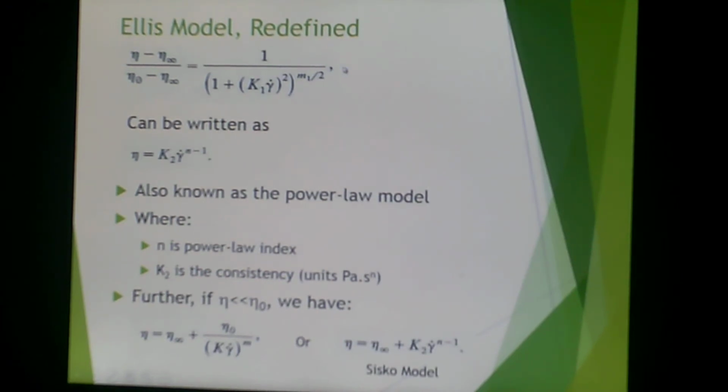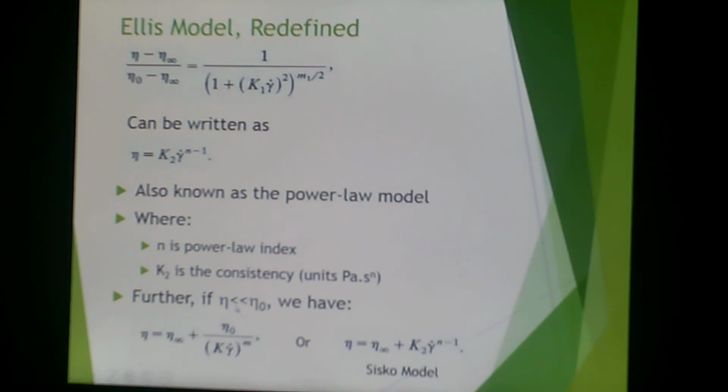When you redefine the Ellis model, shown here, it can be written this way. And when you redefine the Ellis model to get this equation, it is also known as the power law model, which is used extensively. N is the power law index, and K sub 2 is the consistency. And the units there are Pascal seconds to the N, where N is the power law index.